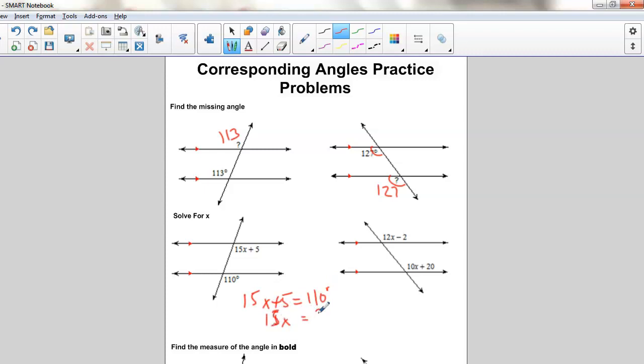15x equals 105, and then divide by 15, whatever that is. I don't know what it is. Okay, that's something you should be able to do. These are corresponding as well. They're in the same position. Put that equal to that, and you can solve for x. These are similar questions to what you'll be getting tomorrow.